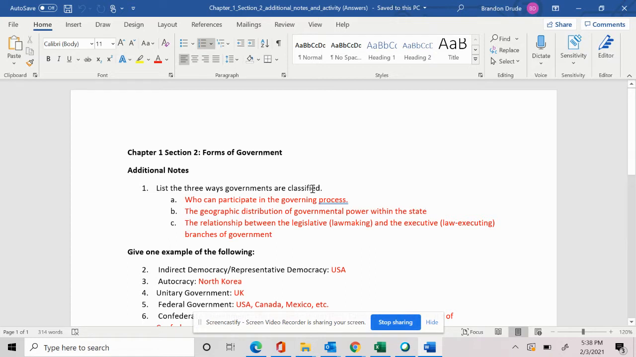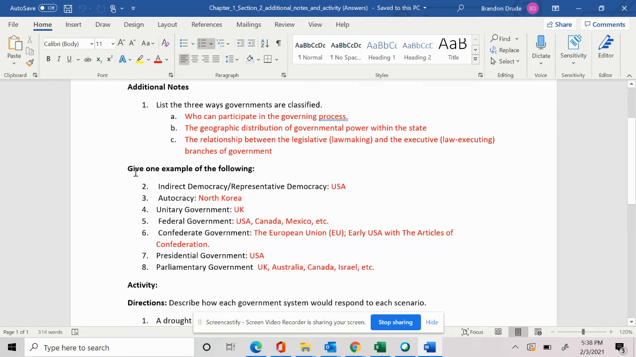The last part of the classification of our government is the relationship between the legislative, the lawmaking branch, and the executive, the law executing or law carrying out branch. We talked about presidential, where they are separate and elected by the people. And then we talked about parliamentary, where both the legislative and the executive are together and they're one. They are linked. And that is a parliamentary system.